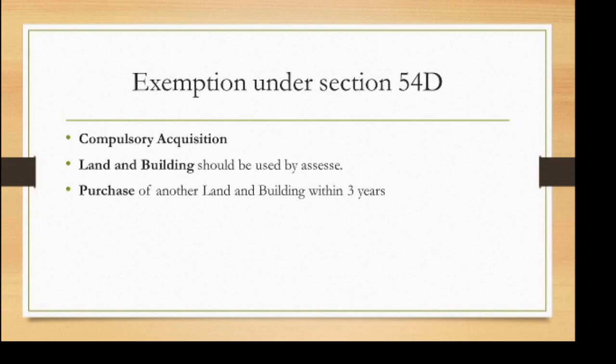Next, exemption under section 54D. This exemption is given for assets which have been compulsorily acquired by the government, and this should be land and building. This asset can be a short term capital asset or long term capital asset, and they have to buy a new land and building within 3 years from the date of transfer.